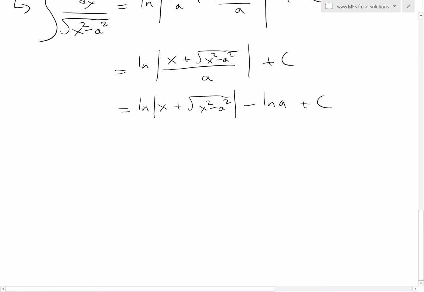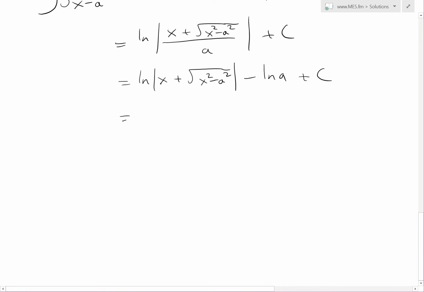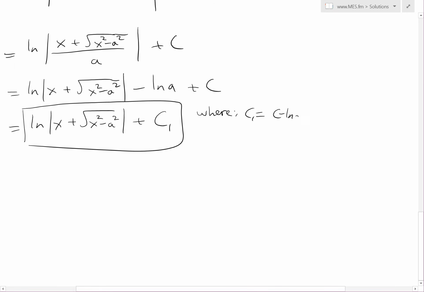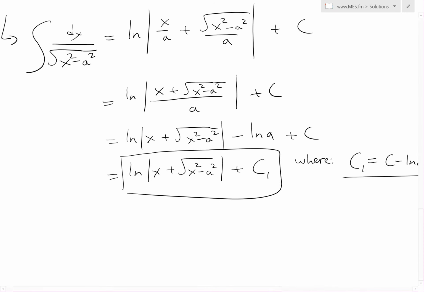Now we have a constant plus c, but this is also a constant, so we could just write this in a simpler form. So again, write this all out: ln of the absolute value of x plus square root of x squared minus a squared, plus c1, where basically this c1 is a constant, and that equals c minus ln of a. And that's basically just another constant, just a neater way of writing it.